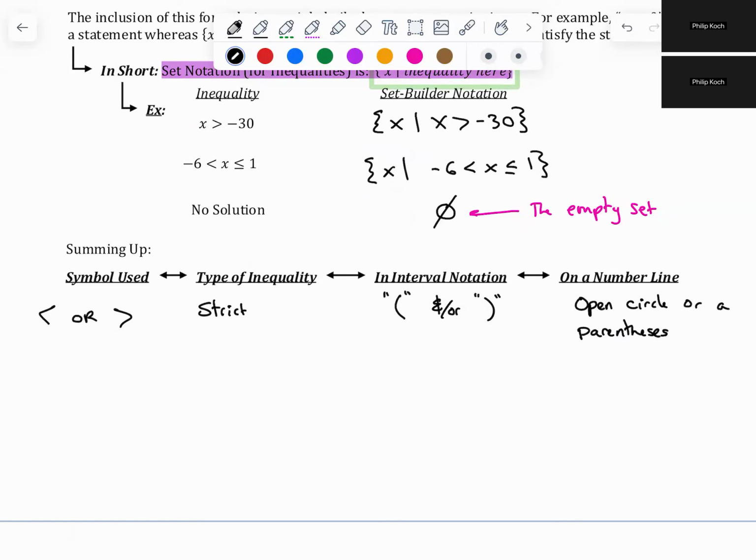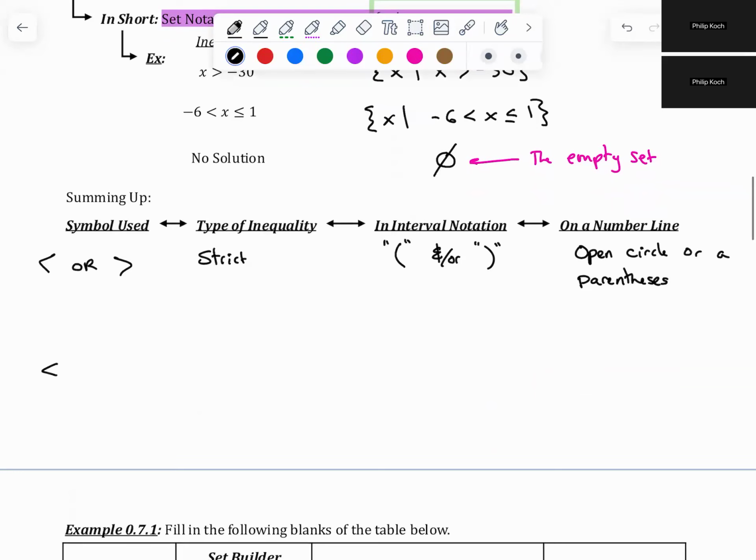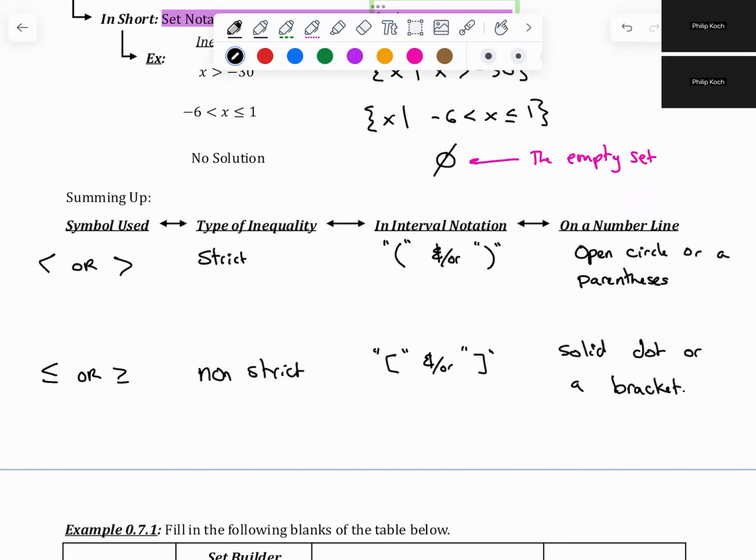And then we have the other set of options, which are the less than or equal to or the greater than or equal to symbols. Those are non-strict. And for those, we use the brackets. And so that will be a solid dot or a bracket. Just to sum up the notation of which one to use where.